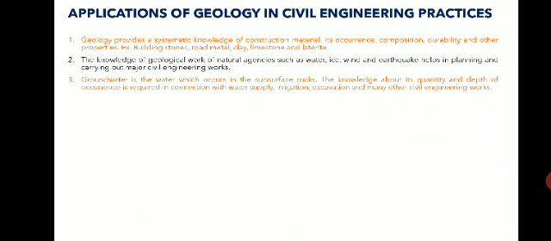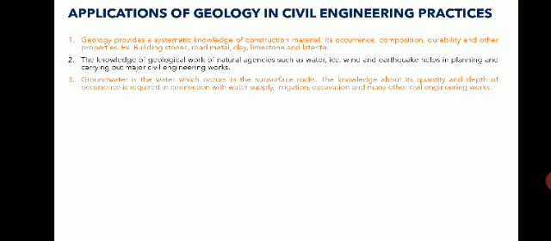Then as we all know, groundwater is the water which occurs underground, or in the subsurface rock. Subsurface means below the surface, right? So we call it groundwater, or underground water, or subsurface water, because it occurs below the ground. So the knowledge about this water is also very important.